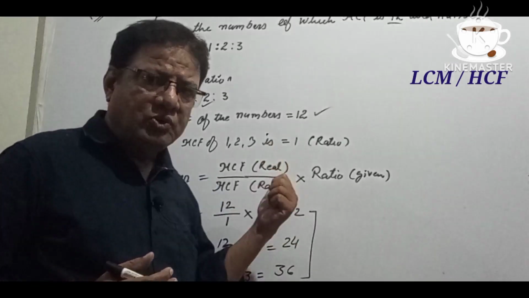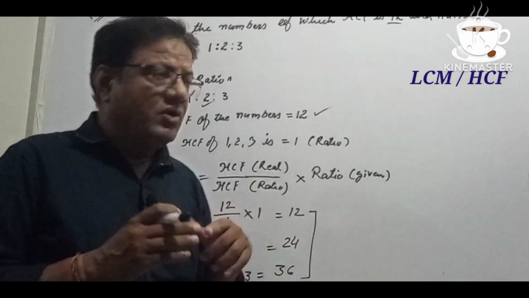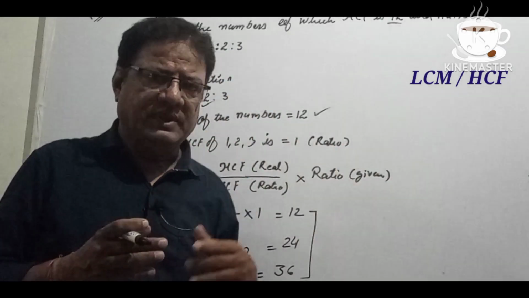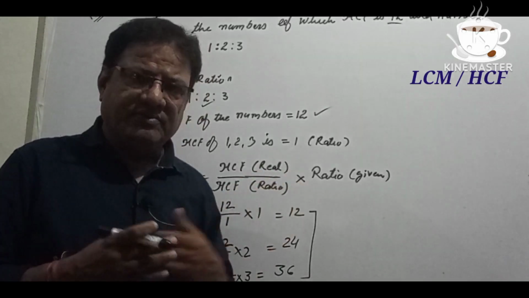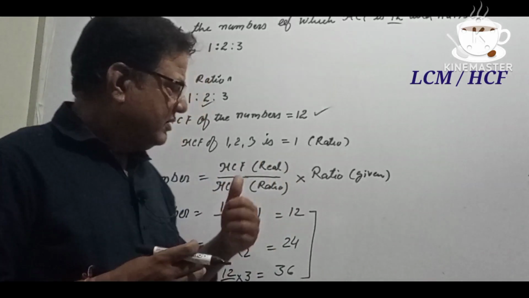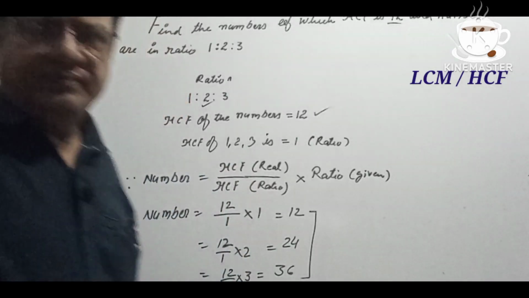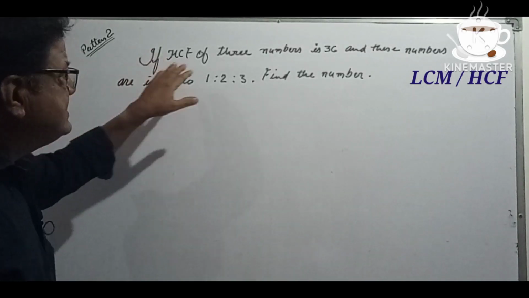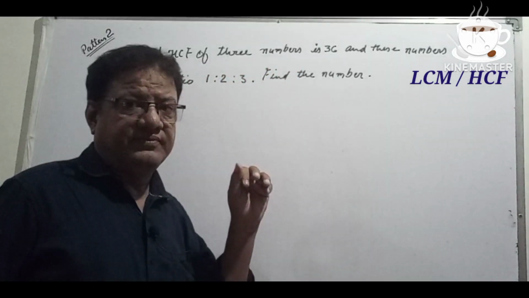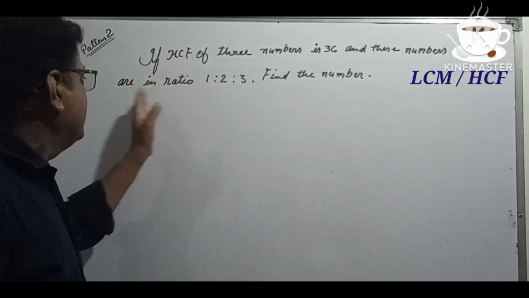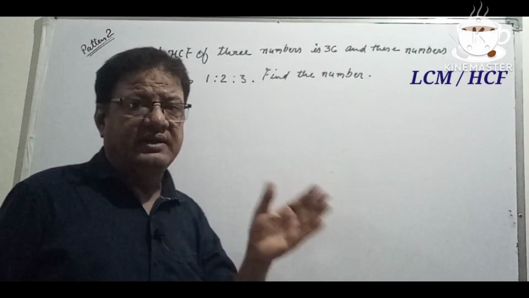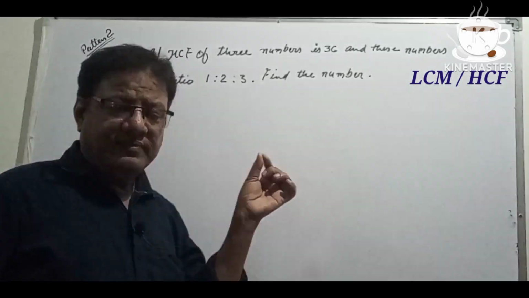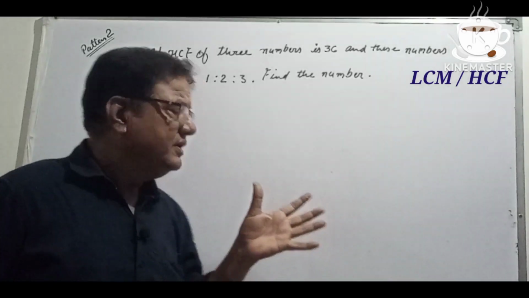Using this formula we can find the numbers given in proportional or ratio form. Let's take another example based on this formula. In this question, the HCF of three numbers is 36 and these numbers are in ratio 1, ratio 2, ratio 3. Find the numbers. It is the same question based on the same pattern.